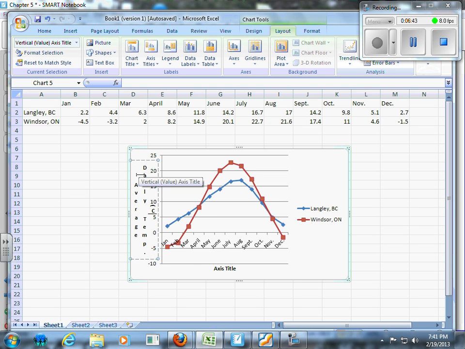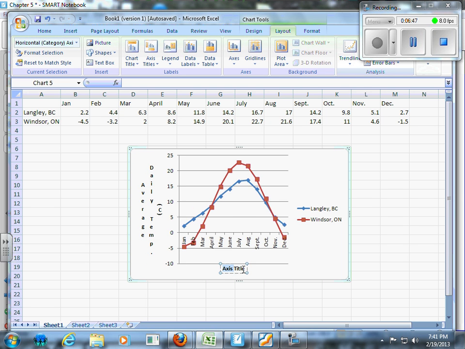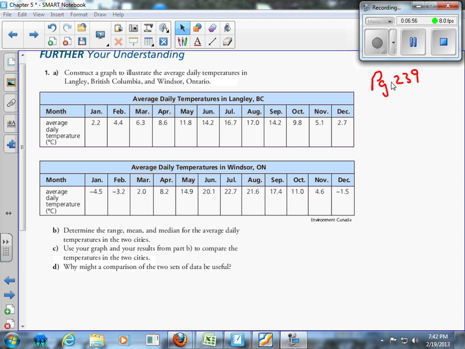And let's say this was in Celsius. And here, months. Now if we look back to our questions, we had answered question 1, which was to produce a graph.